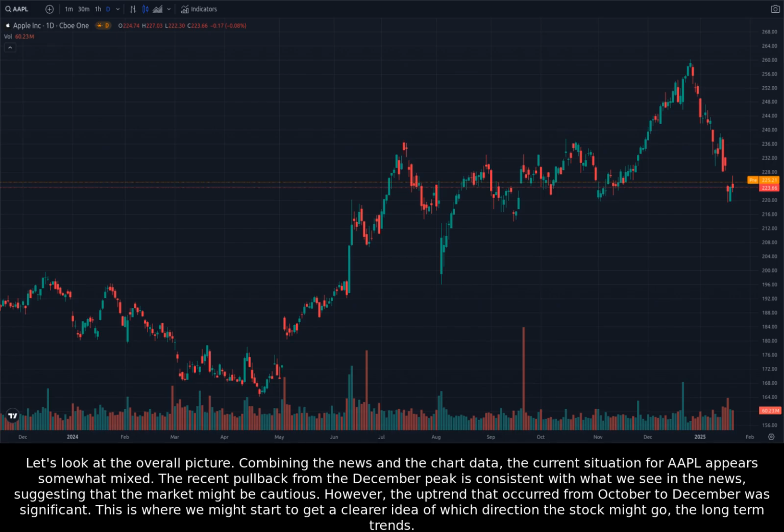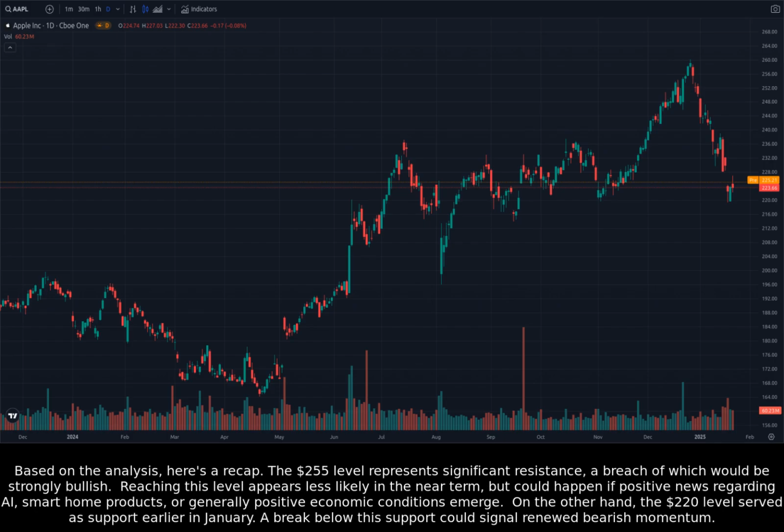Combining the news and the chart data, the current situation for Apple appears somewhat mixed. The recent pullback from the December peak is consistent with what we see in the news, suggesting that the market might be cautious. However, the uptrend that occurred from October to December was significant. This is where we might start to get a clearer idea of which direction the stock might go, the long-term trends. Based on the analysis, here's a recap.